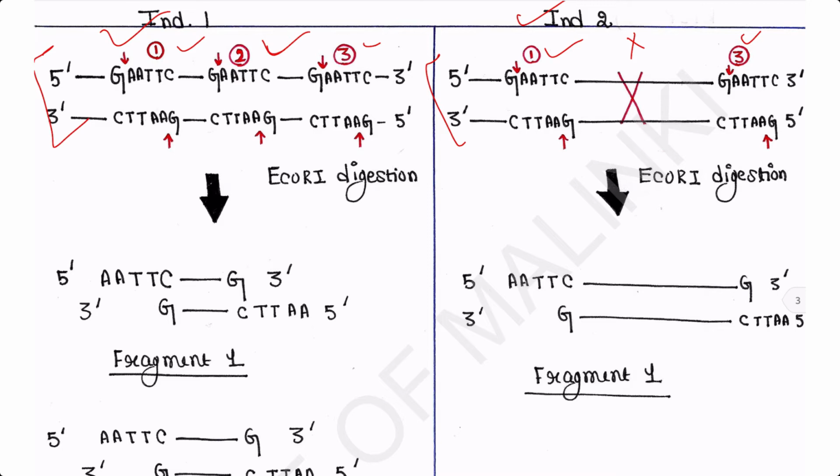So in individual 1, 2 fragments will be produced due to the EcoR1 digestion. One fragment will be from here to here and the second fragment will be from here to here. In individual 2, only one fragment will be produced. Here to here will produce only this fragment 1.